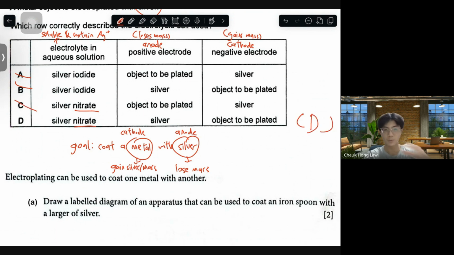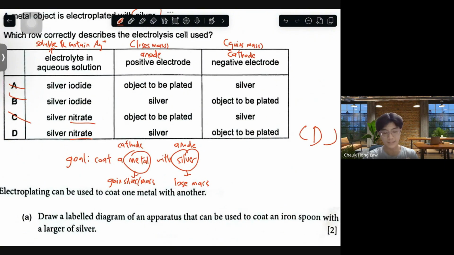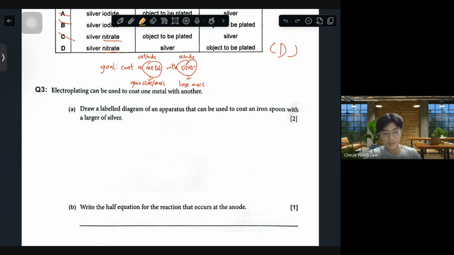Okay, you see how I just broke down everything? It's very simple. You know that silver loses mass, so it's the positive electrode, your anode, and then your negative electrode gains mass. Your metal gains mass, so it's the object to be plated. Okay, electroplating can be used to coat one metal with another.